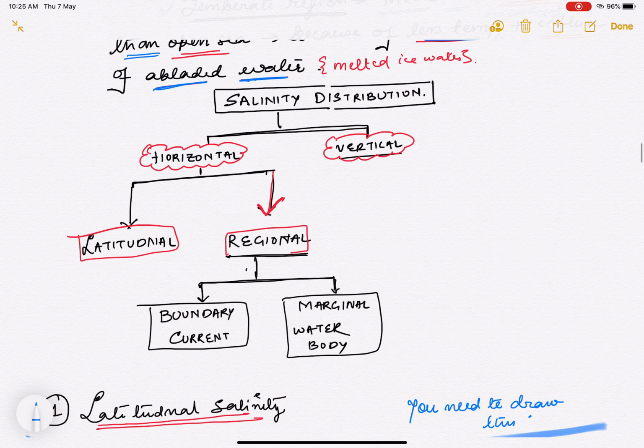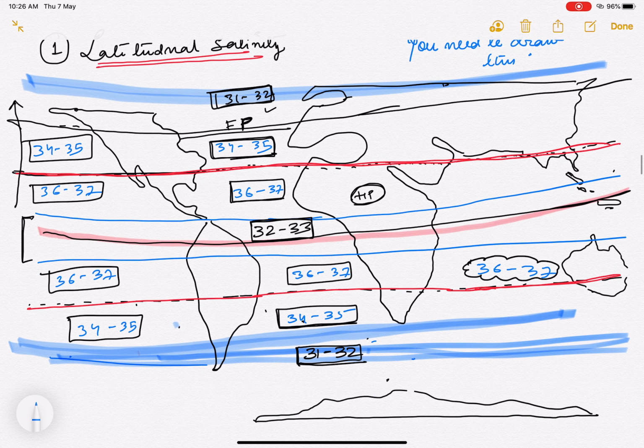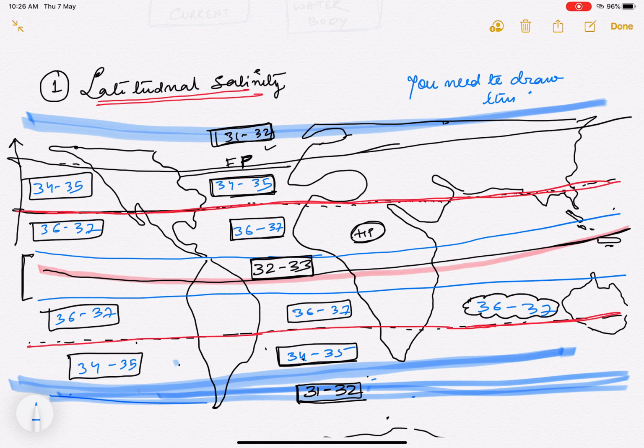Next, salinity distribution. What do we mean by salinity distribution? Salinity distribution is nothing but the analysis of how the salinity is distributed both in the horizontal and in the vertical manner. In the horizontal context, we'll be reading about latitudinal and regional salinity distribution. And within the regional, we'll be studying how the boundary currents, which are nothing but your ocean currents, influence the salinity, and how the marginal water bodies influence the salinity. Next, within the latitudinal perspective, I have drawn this diagram for your understanding.